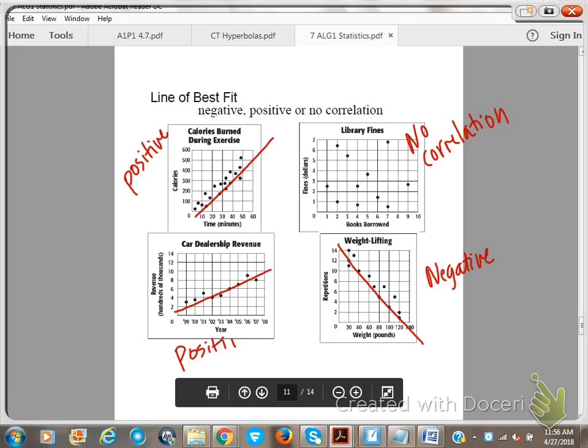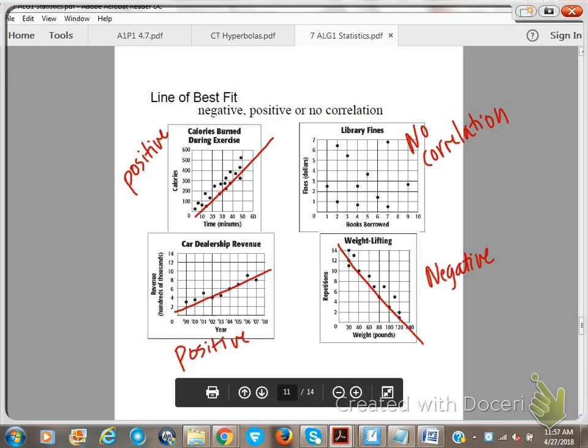What if it's level? Like if it just goes straight across? They'll ask you for the equation. They won't ask you for the correlation there. It should be an obvious thing like this. Is everybody okay with correlation? Positive, they go up. Negative, they go down. None, they're just scattered to the wind.